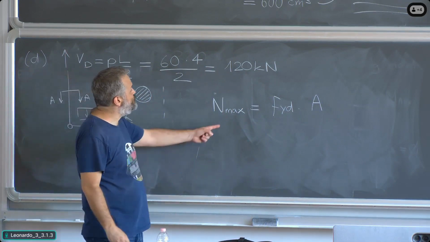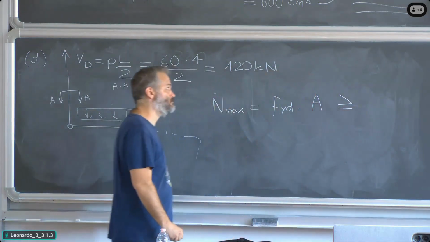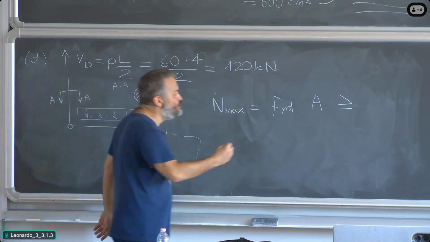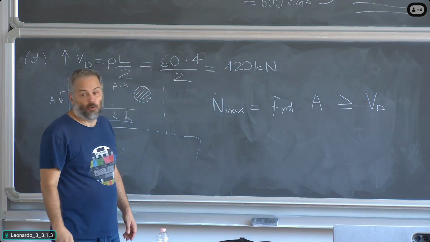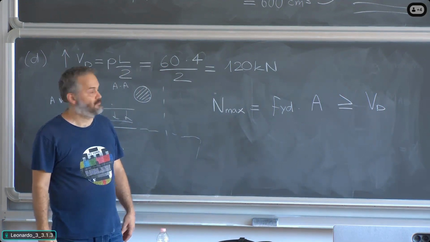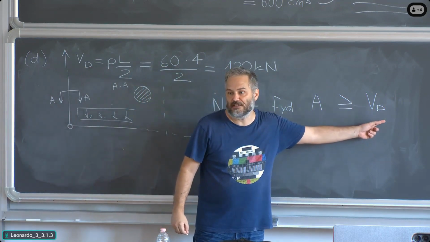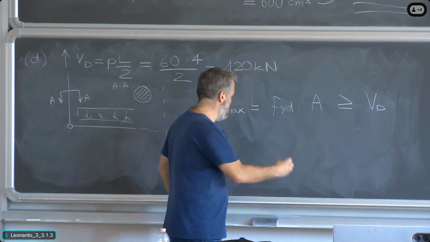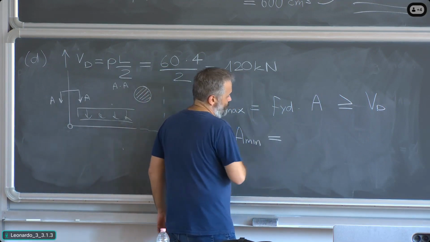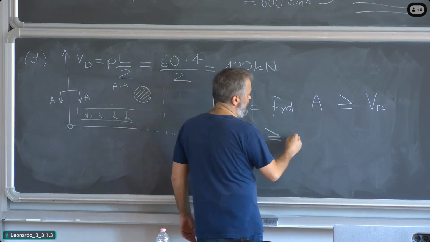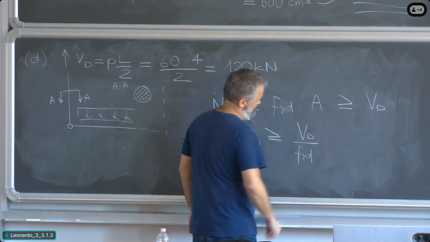For our case, we know that Nmax has to be larger than Vd in order to be a properly designed member. What is the design parameter in this case? We have the yield strength, we have the acting axial force. The only design parameter is the area. So the minimum area is greater or equal than Vd divided by fyd.